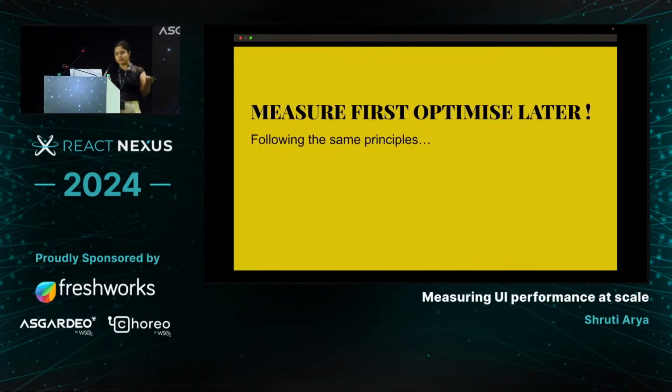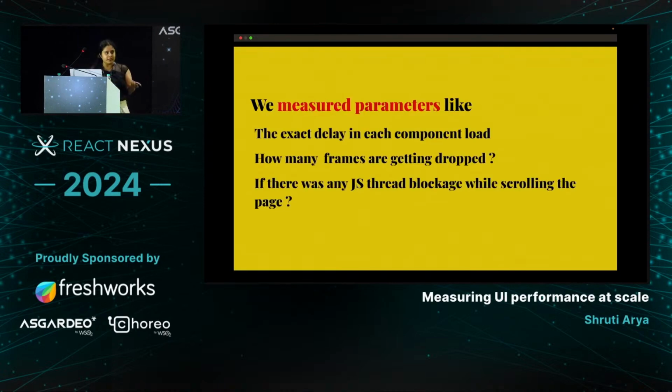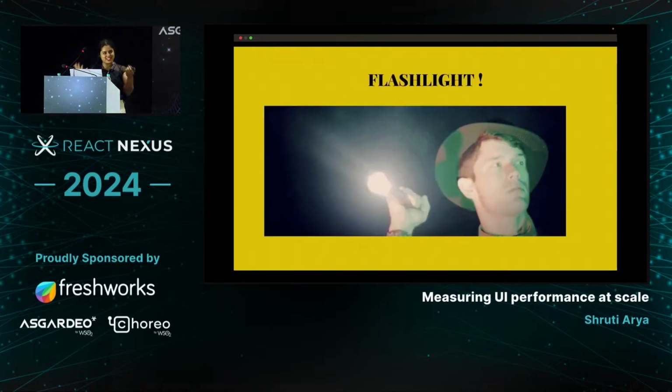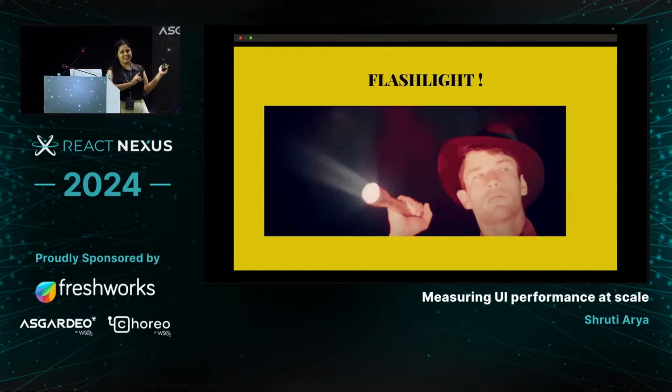So following the same principle, we started measuring a few parameters, like the exact delay in each component load, how many frames were getting dropped as you would scroll through the page, and if there was any JS thread blockage or UI thread blockage while scrolling the page. For measuring all of these parameters, we started using a tool called Flashlight. Not this flashlight, guys.